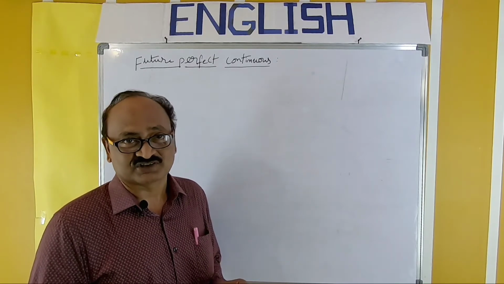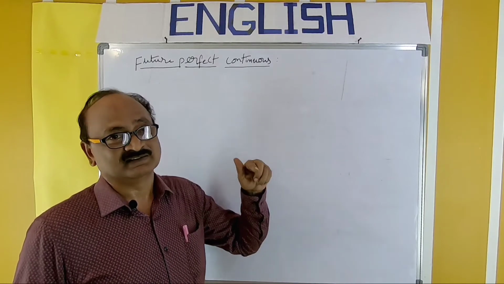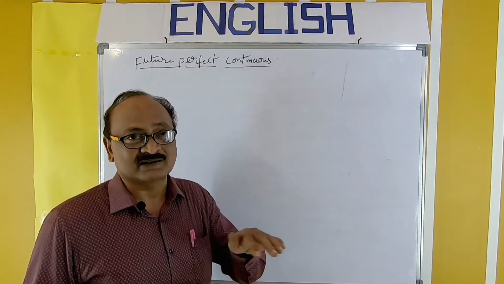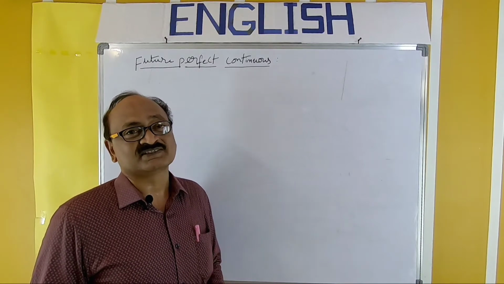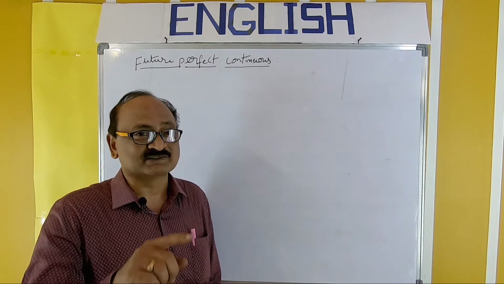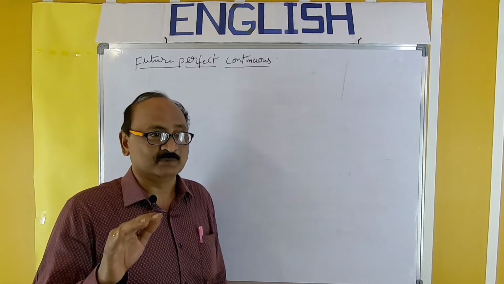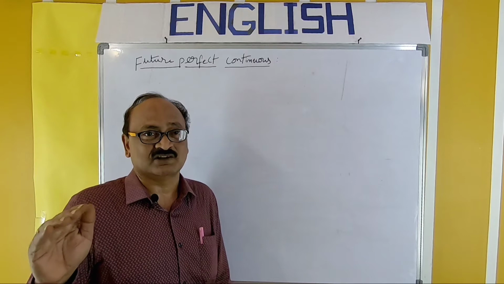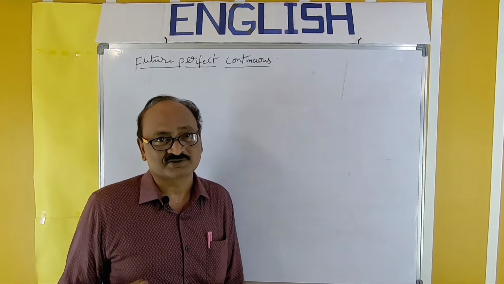First, as usual, structure. Before taking up this structure, we can recall the structure of present perfect continuous and past perfect continuous for comparison and proper understanding. In present perfect continuous, we used have been or has been plus present participle form of verb. That is, subject plus have been or has been plus present participle form of verb plus object. That is the structure of present perfect continuous.